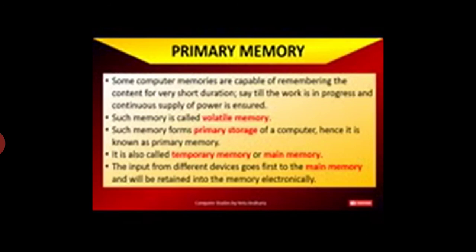The input from different devices goes first to the primary memory and will be retained in the memory electronically. Now see, whatever file you open, before you save the file, temporarily it will be saved in the main memory only. Would you like to see how the primary memory looks? Yes or no? If yes, then I will show you the photograph of primary memory.